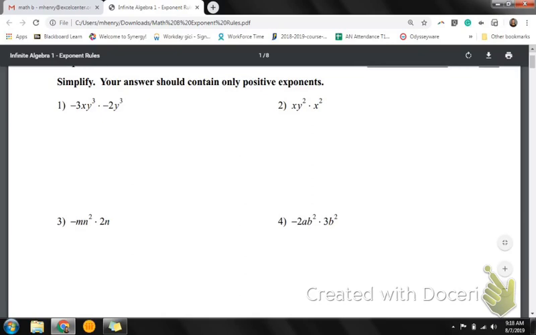We have not seen negative exponents yet, and there's a reason for that, because we don't need to yet. Okay? So we're going to make sure that our answers are all the way simplified, which just means apply all the rules that you can.